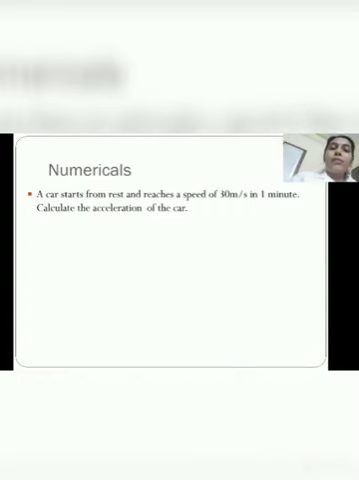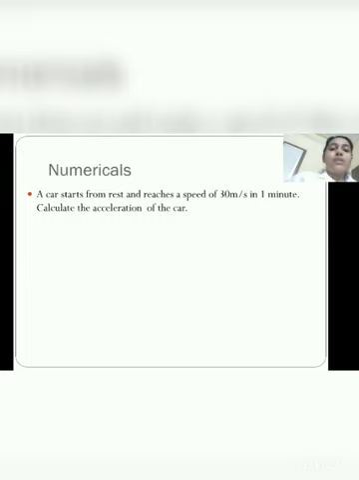Children, this is the next numerical and I am planning to give it as homework. So try to solve it by yourself. Pause the video for a while and note down the question. Here the car starts from rest. I will give you a hint. Starts from rest, so what will be the initial velocity of the car? Yes, it will be 0. And it reaches a speed of 30 meter per second, so final velocity is 30.